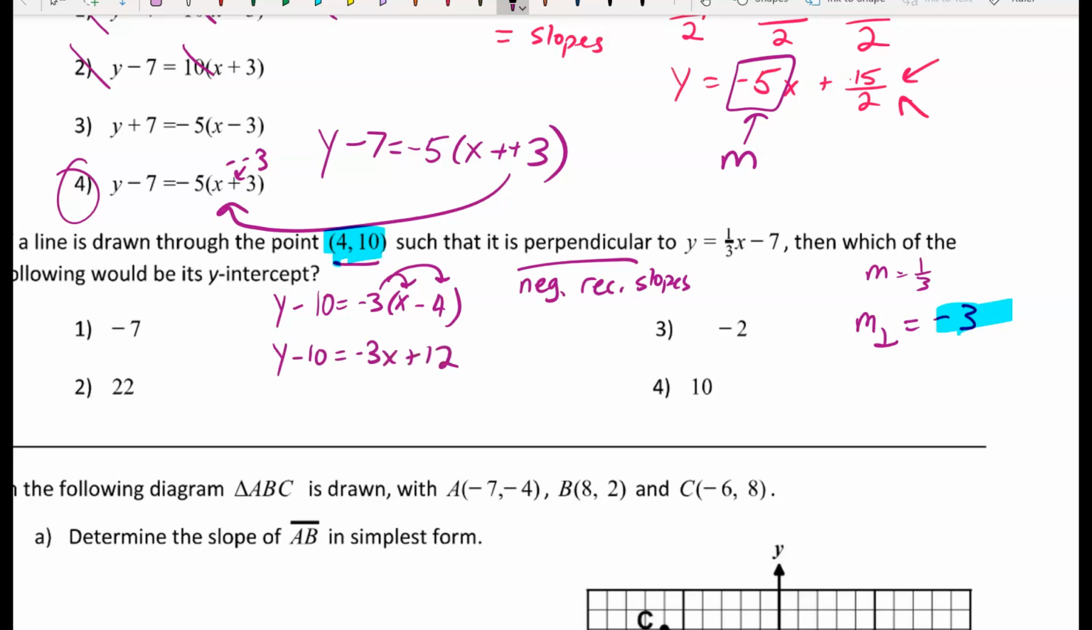-3x plus 12. And if I add 10 on both sides, I get y equals -3x plus 22. So that number hanging out at the end there shows me where I'm crossing the y-axis.